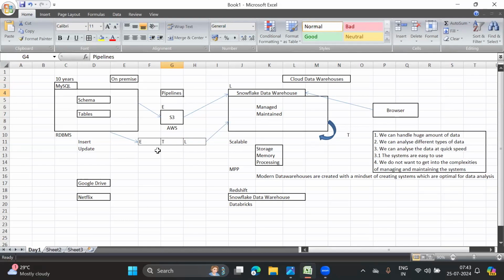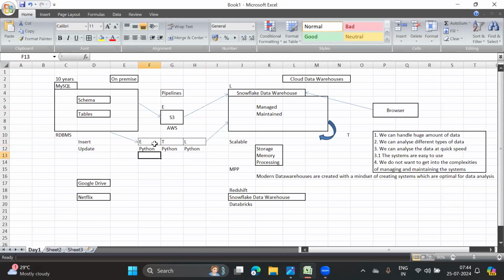For example, we can build a pipeline where we extract using Python. We transform the data using, for example, Python as well, and then we can load it using Python as well. Or we can also have different ways.